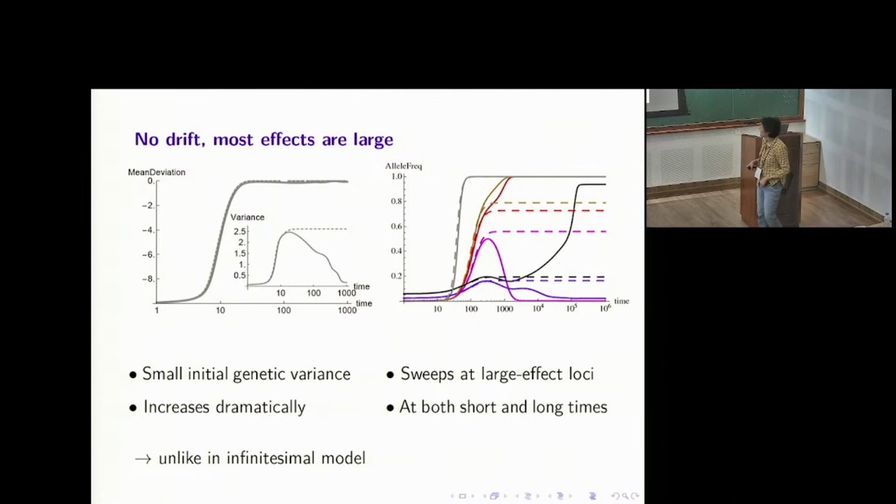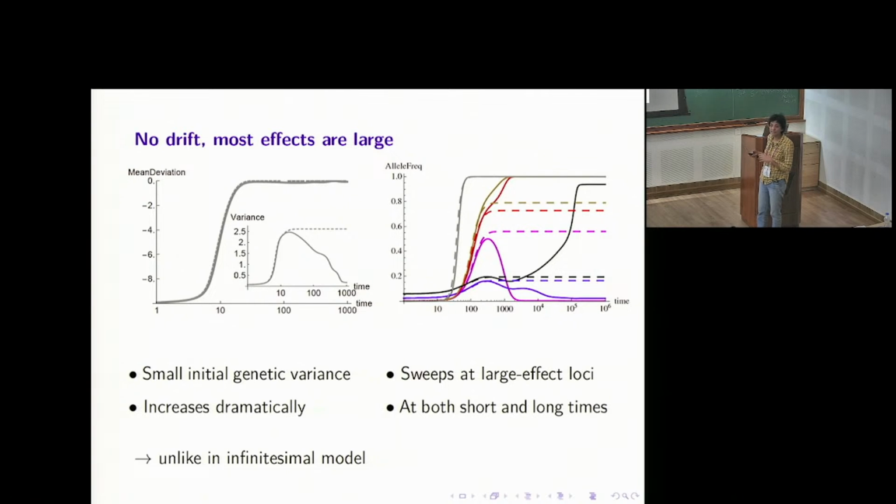Okay, fine. Something new. So no drift, let's say, and now most effects are large. That means we have these alleles, these loci, where frequencies are either close to 0 or close to 1. Because they're close to 0 or 1, there's hardly any variation in the population to start with. So now this population has to adapt. The variance has to increase, right? Which is unlike the infinitesimal model. So in fact, that's what we see: a dramatic increase in the variance. This is unlike what we know from the infinitesimal model or quantitative genetics.